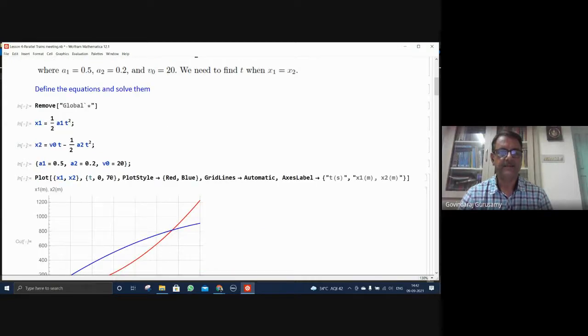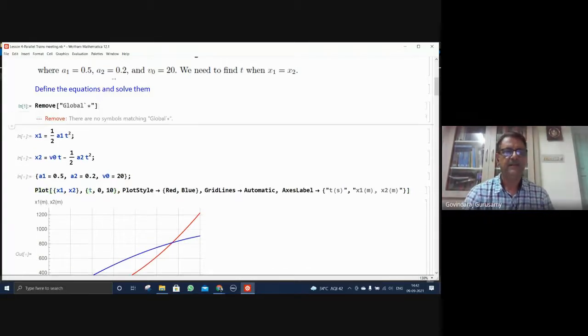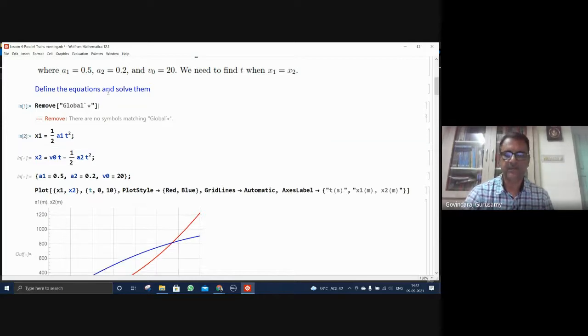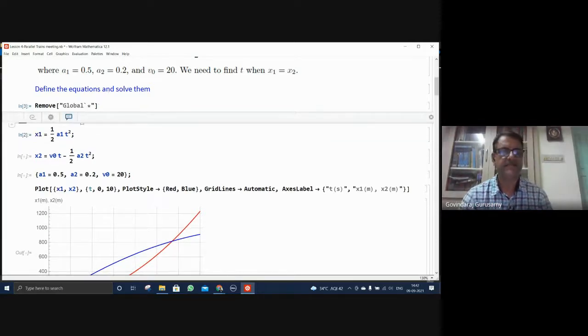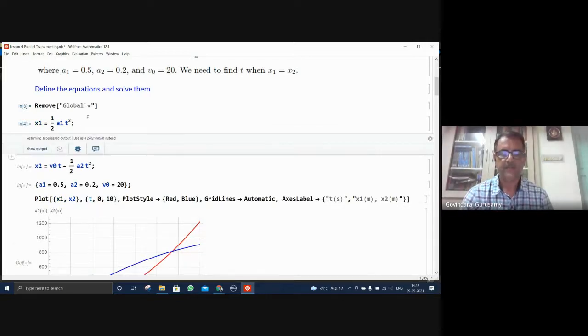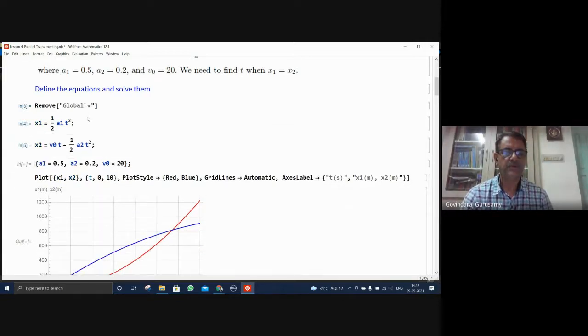Suppose I make a plot. Before that, I'll enter these statements. I think there is some problem here. There are no symbols matching. Oh, initially, nothing has been defined. Now, if I enter this, that will be removed. That is what the problem was. Doesn't matter. So this is x1 and my x2. Constants are defined, and I am plotting this.